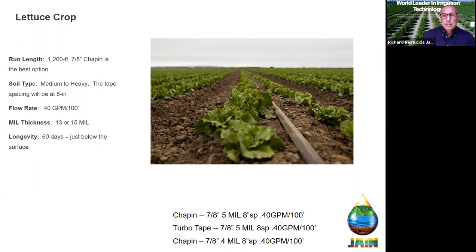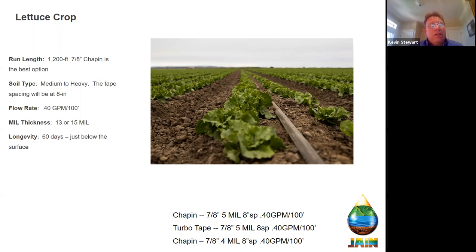Kevin, is 5 mil pretty common mil to use for lettuce? It is now. It used to be all 8 mil, 10 mil, 13 mil, even 15 mil. We've made the switch, and when I say this, I'm talking about lettuce grown in California, primarily on the coast, maybe a little bit down in the desert, and also in the Central Valley of California. But yeah, we use 5 mil quite a bit.